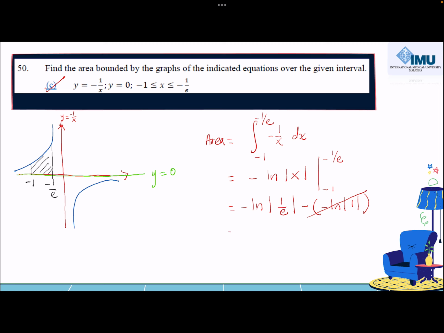1 over e can be written as e to the power of negative 1. Remember, this is a logarithm. The power can be put in front by using the law of indices. So negative 1 multiplied by negative 1 will become positive. At the end, you are just left with ln e, where ln e is equivalent to 1. So the area of the shaded region is just 1 unit squared. That's all for 50C.